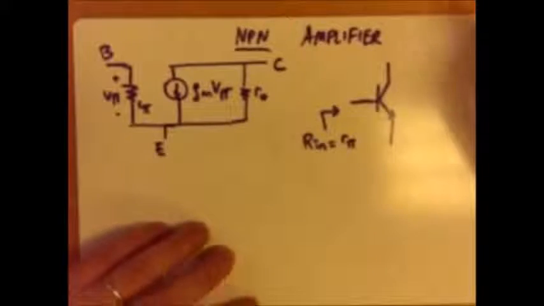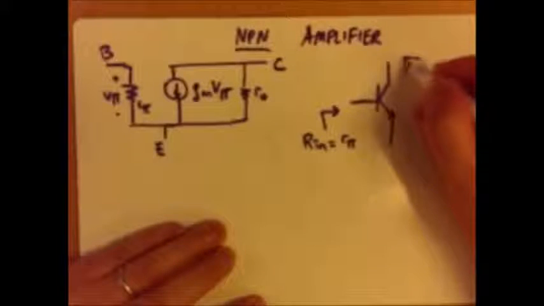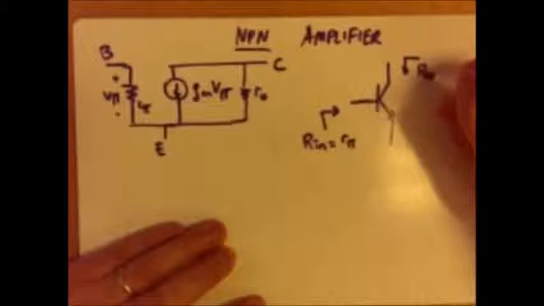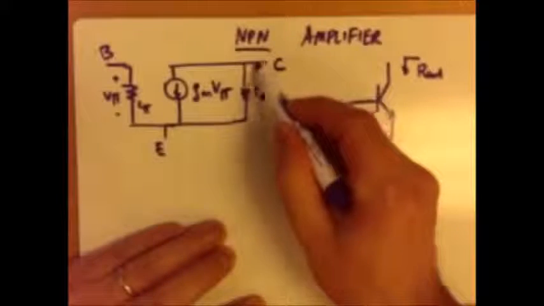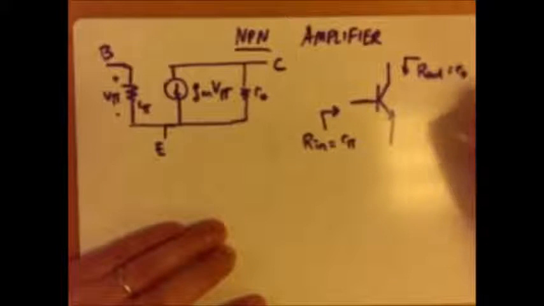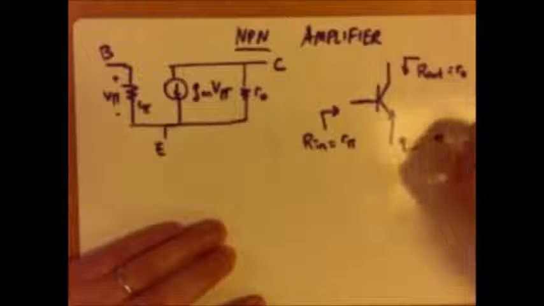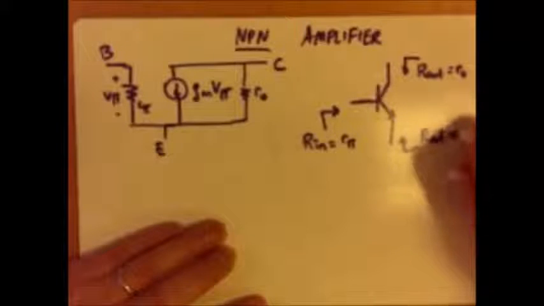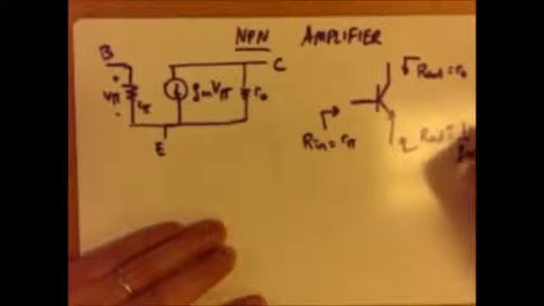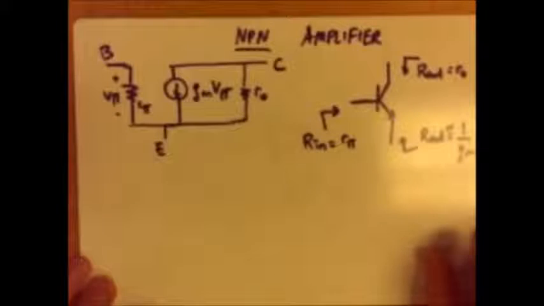So output resistance can be defined from two places. One, if you're looking from the collector, we would see only the ro. If you're looking from the emitter though, what we would see is about 1 over gm. So let's keep them in mind.